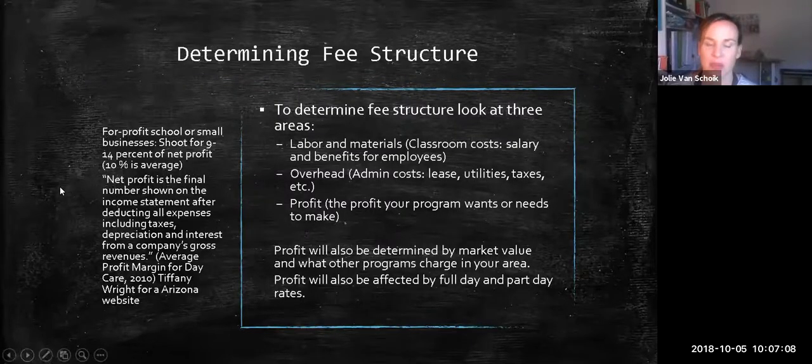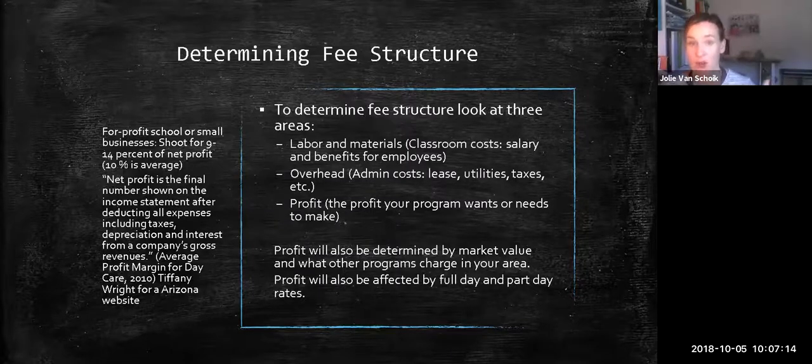Okay, so to determine a fee structure, look at three areas. You need to look at classroom costs, so your salary and your benefits for your employees. You need to look at overhead, your administrative costs, your lease, your utilities, and your taxes. And then profit. You want your program to make profit, typically between 9 to 14%. I would say that the average is 10%.